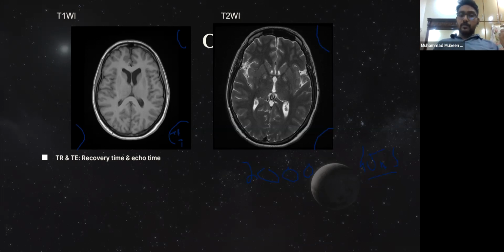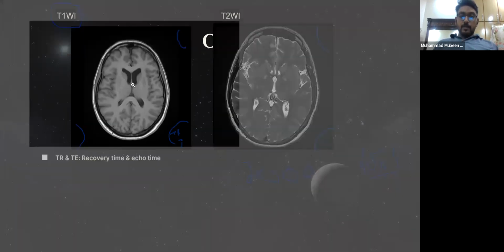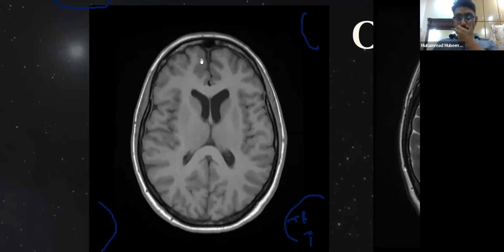T1 is the first image of the MRI. Being the first, it remains true to the anatomy. What it means is that in the T1 weighted images, the white matter will remain white. It remains true to its anatomy, and the gray matter will remain gray. You can see here there is the cortex. It appears gray, and the underlying white matter, in a fungating or infiltrative manner, appears white.